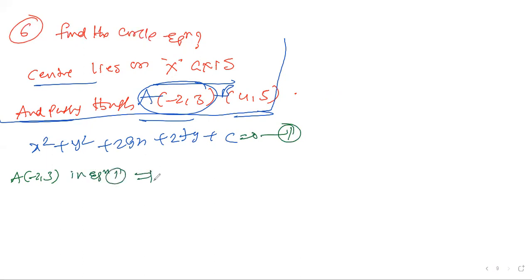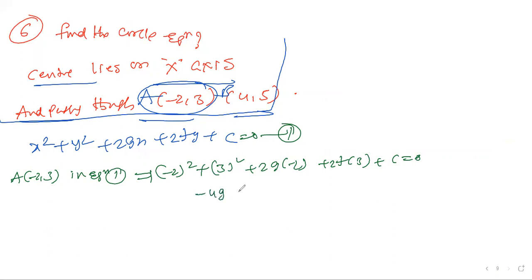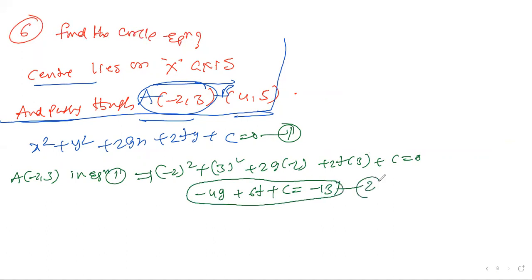So what are you going to get now? (-2) whole square and 3 whole square plus 2g(-2) plus 2f(3) plus c is equal to 0. When you simplify these, you are going to get a direct answer. The answer I'm writing is -4g plus 6f plus c is equal to -13. This is equation number 2.